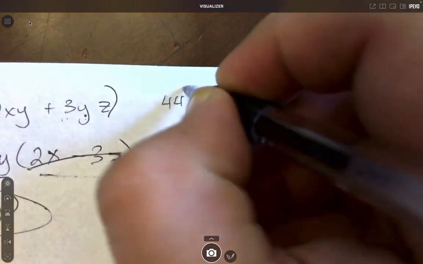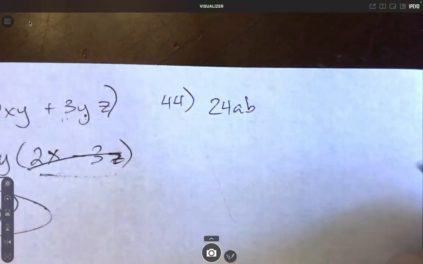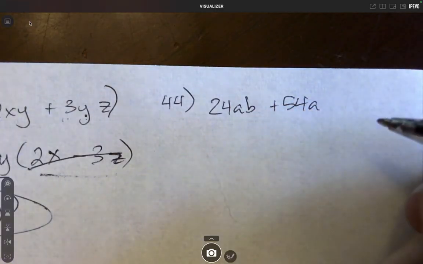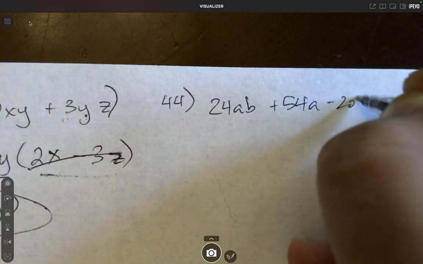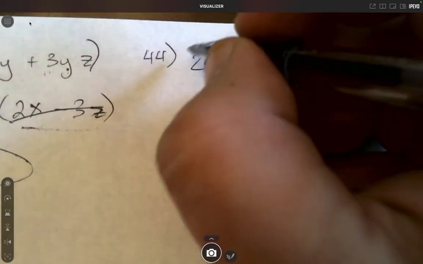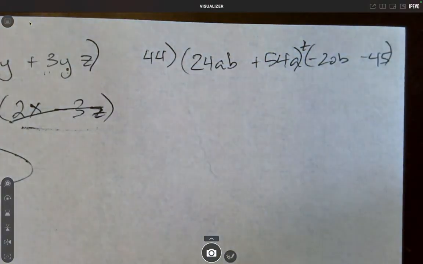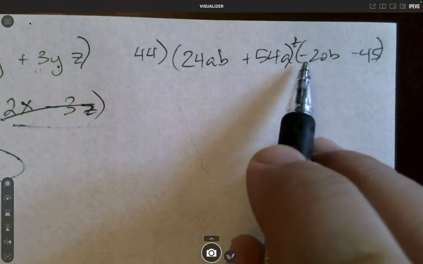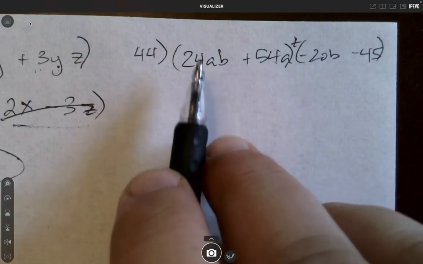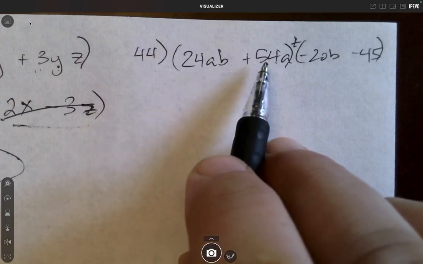Okay, 44 is 24ab plus 54a minus 20b minus 45. So we'll pair them up again. I'm going to put a plus here and put those both in parentheses because we want to do that anytime there's a negative out front. So we've got to think, what's the biggest number that would go into both 24 and 54?